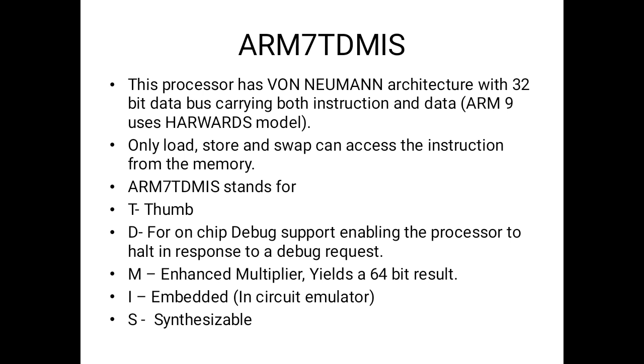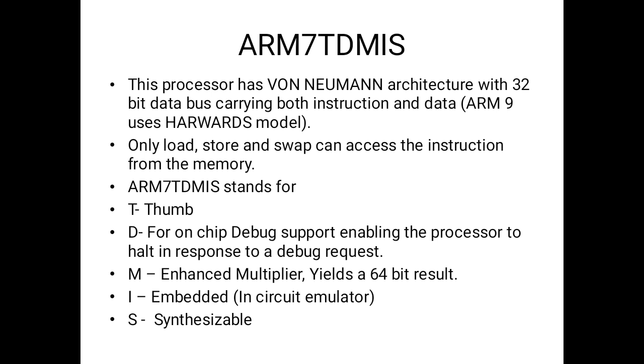ARM7TDMI. This processor is known as von Neumann architecture with a 32-bit data bus carrying both instruction and data. As I have told earlier, ARM used the hardware module. TDMI stands for: T stands for Thumb instruction, D stands for debugging, M stands for enhanced multiplier. We can say it provides the result in 64 bits.